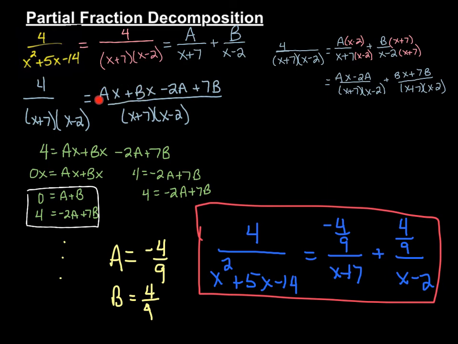So this term, ax plus bx, represents the variables, which we have 0 of. So 0x equals ax plus bx. And negative 2a plus 7b represents the constants, which we have 4. So 4 equals negative 2a plus 7b. That gave us a system of equations, which we know how to solve based on this last chapter and all that good stuff. You can use substitution, elimination, matrices, what have you. But after you do that, you should get A to equal -4/9 and B to equal 4/9. Plug it back in for A and B, and now we have a decomposed fraction.